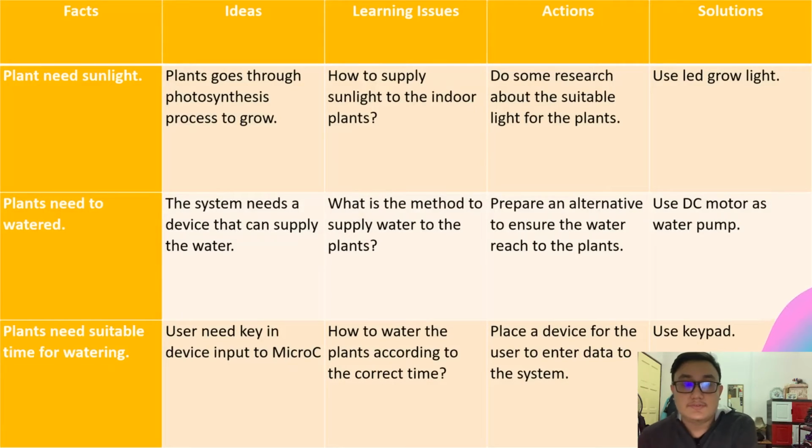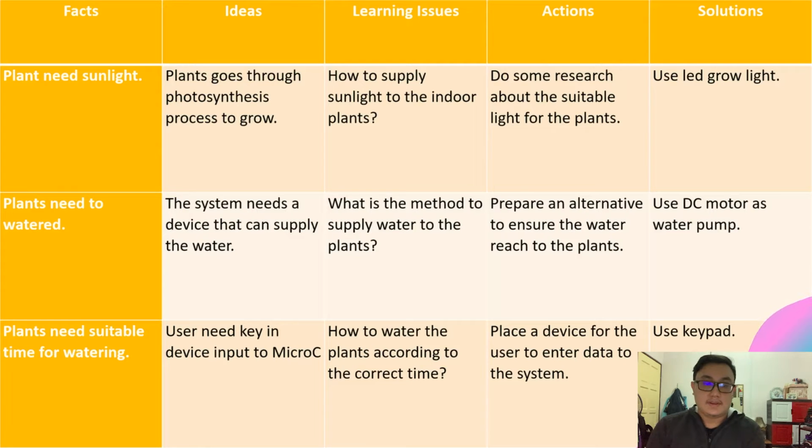Okay, this is our FILAS table. This table includes 5 points. For the first one, facts: plants need sunlight. Ideas: plants go through the photosynthesis process to grow. Learning issues: how to supply sunlight to indoor plants. For action: do some research about suitable light for the plants. And solution: use LED grow light.